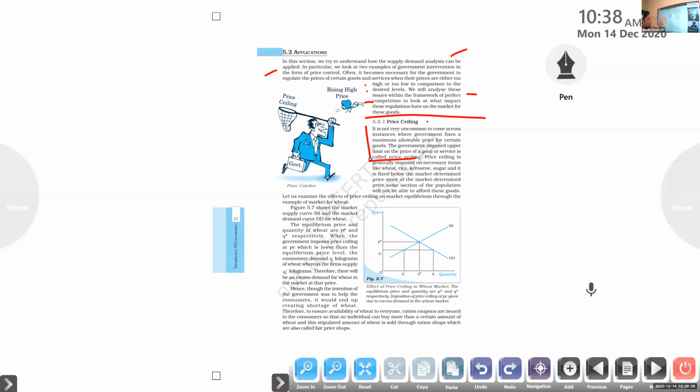So all these things are there in that MRP. So MRP is telling the consumer that this is the maximum price. You don't want to pay anything more than this.